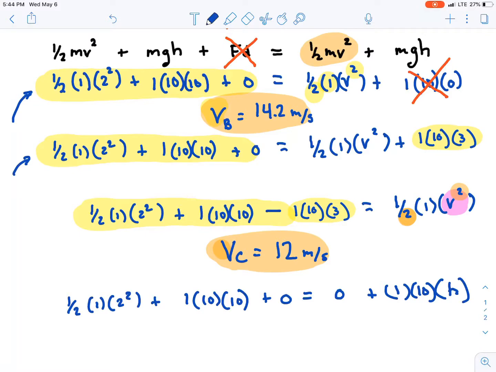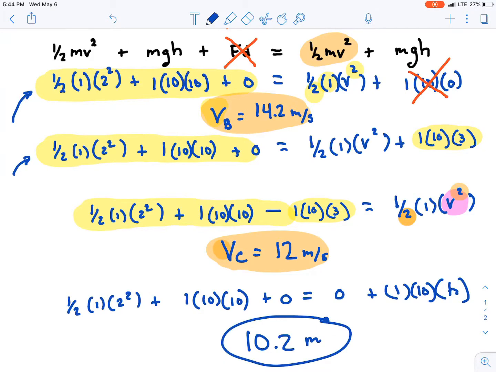I'm just going to do the answer. If you can't figure this out algebra-wise, you'll be able to do it. Just keep doing it until you get the right answer, and then whatever you did, that's how you're going to do it from now on. I got 10.2 meters high.